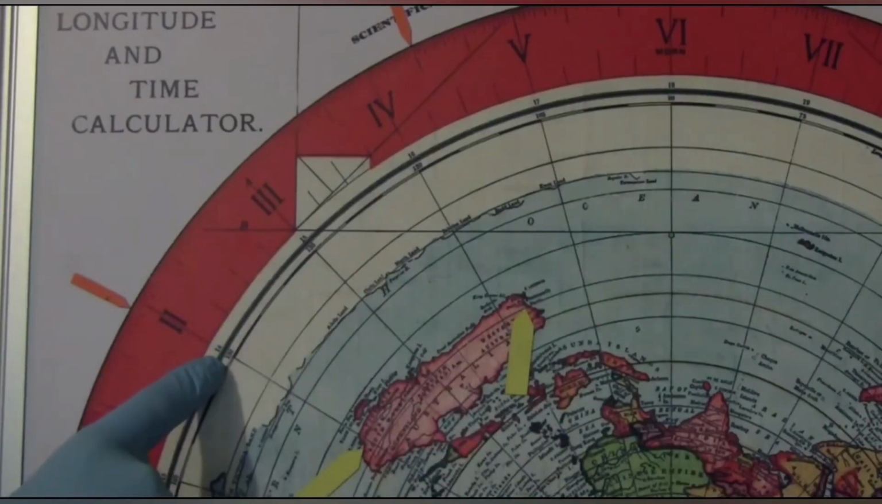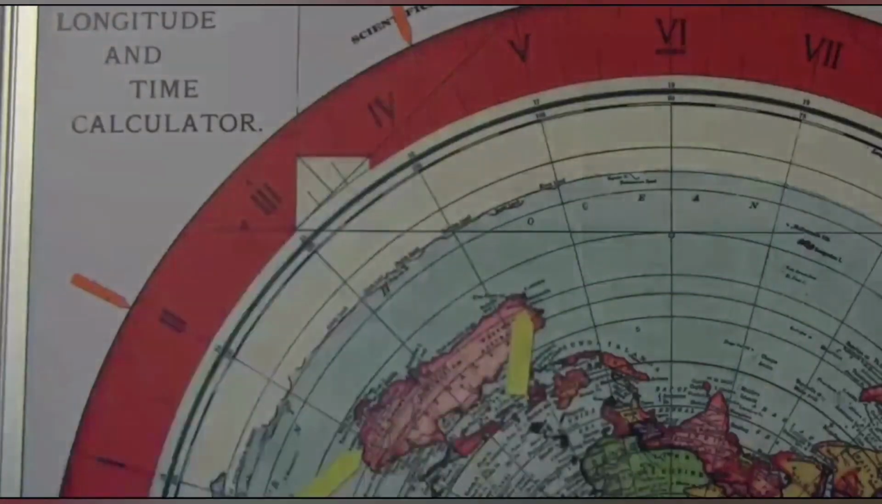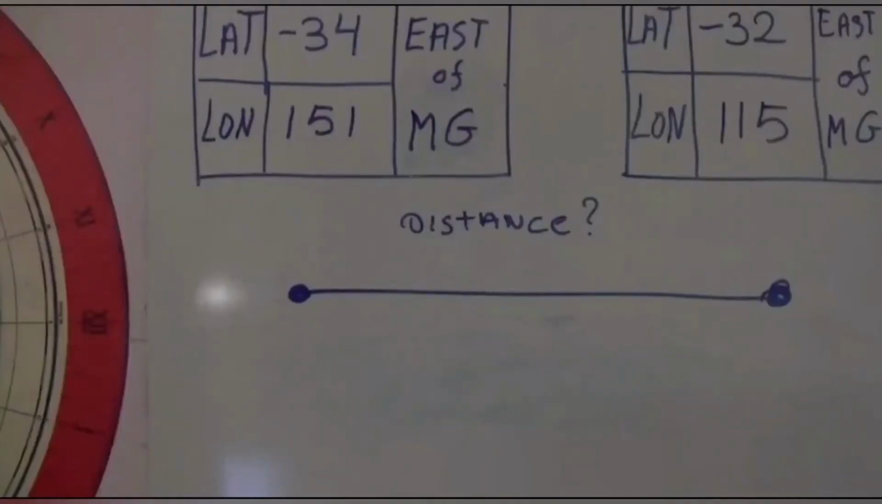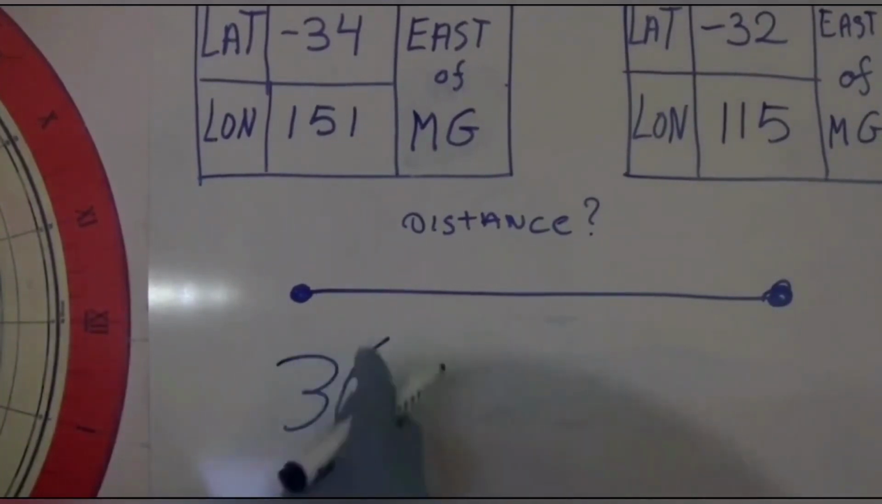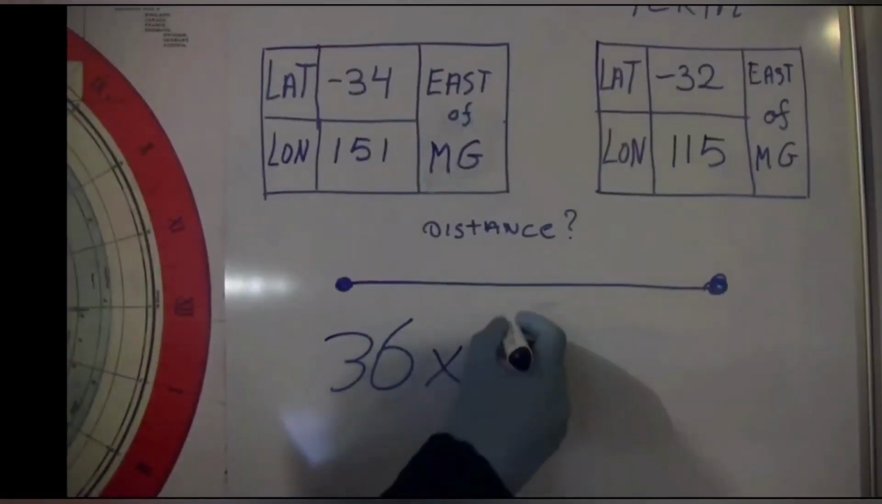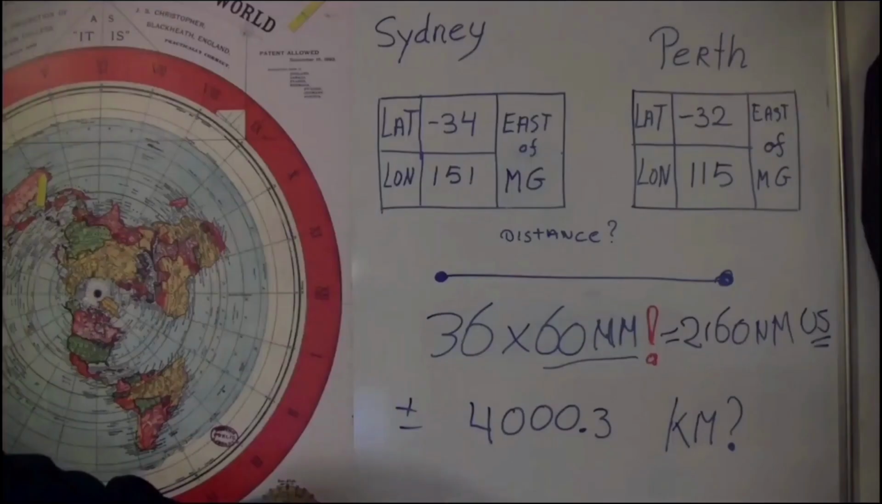So there's Sydney, and the longitude from Sydney and the longitude from Perth. So we subtract 115 from 151, and we get 36 degrees. So 36 degrees times 60 nautical miles is 2,160 nautical miles. If we convert that into kilometers, it's approximately 4,000 kilometers.